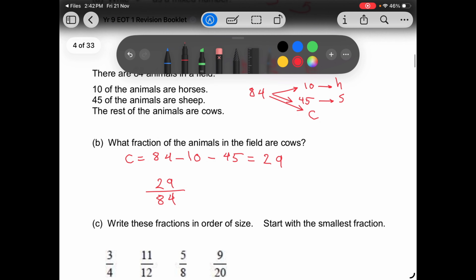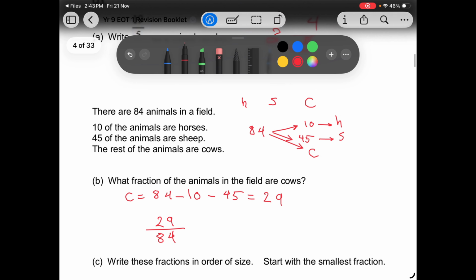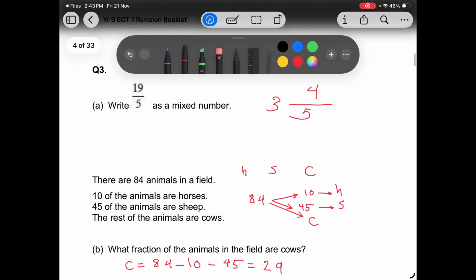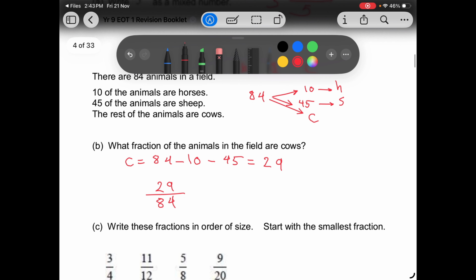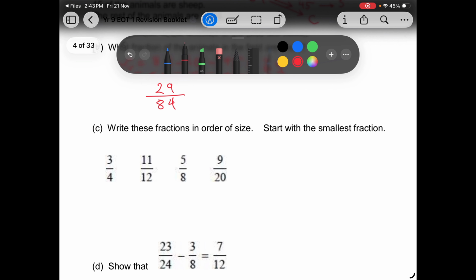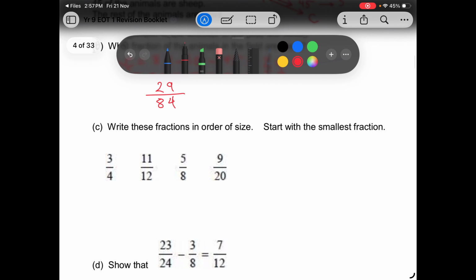Okay. So I can see here B, but I know where is A. Okay. B. C. Let us have a look at this part. Okay guys, for the next problem, what we have, write the fractions in order of size. Start with the smallest fraction.